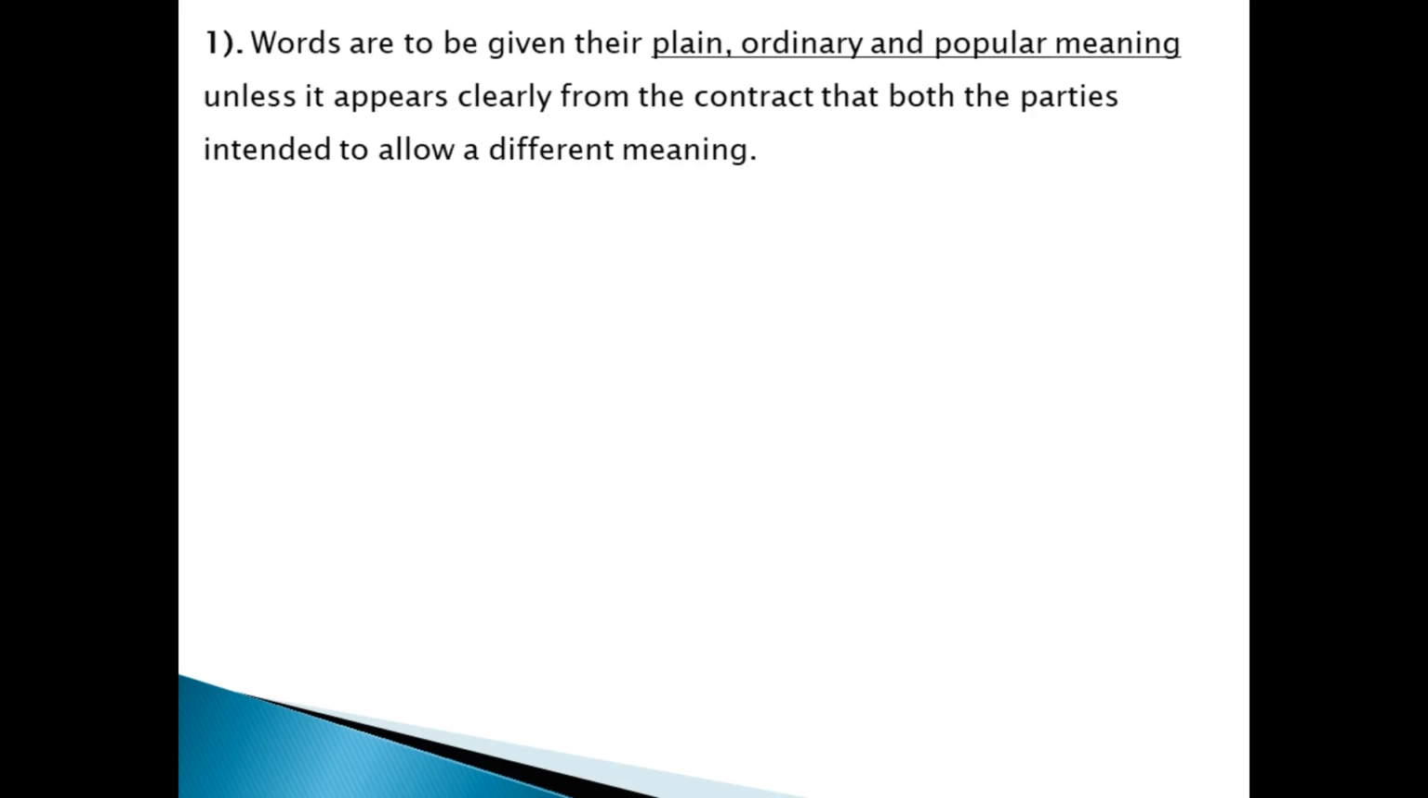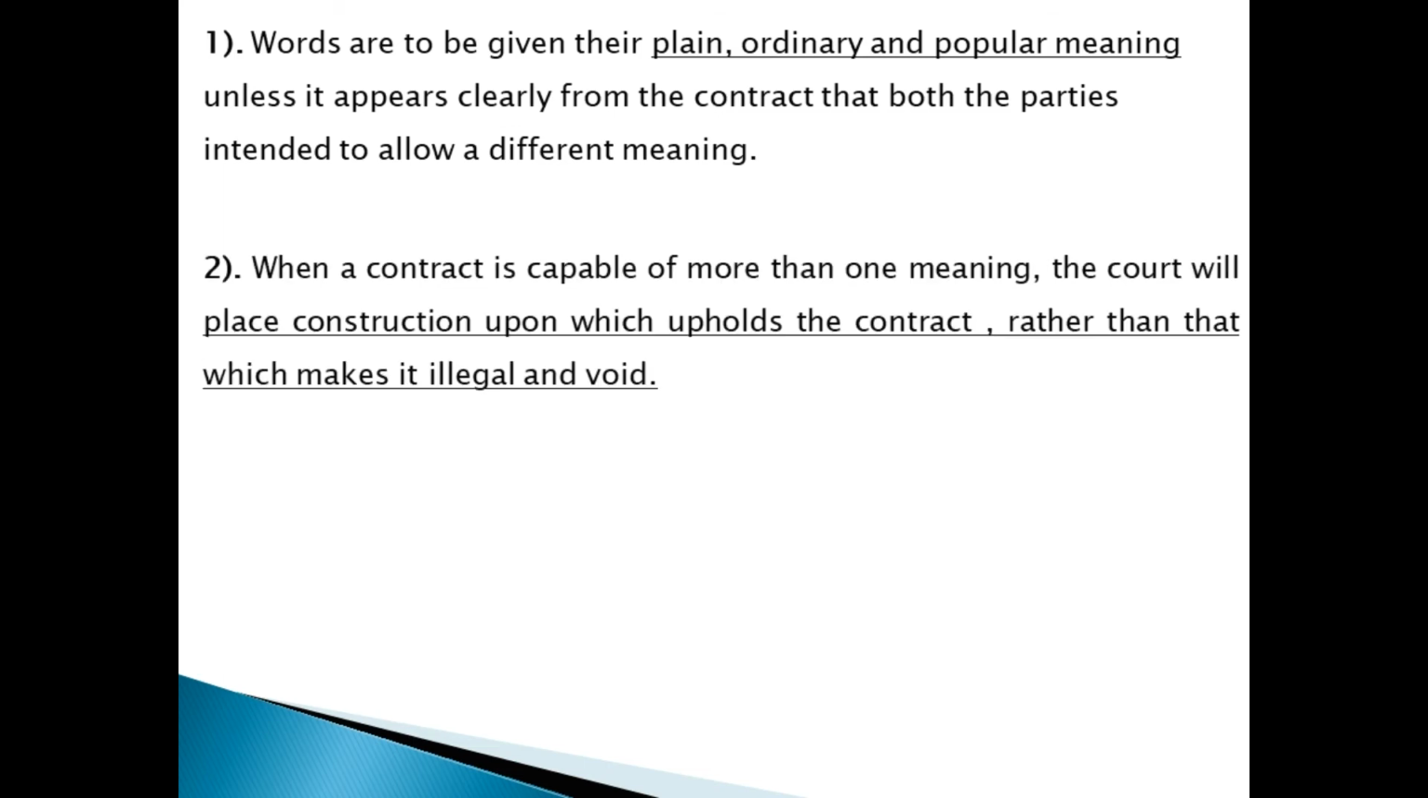Firstly, words are to be given their plain, ordinary, and popular meaning unless it appears clearly from the contract that both parties intended to allow a different meaning. Secondly, when a contract is capable of more than one meaning, the court will place a construction upon it which upholds the contract rather than that which makes it illegal or void.